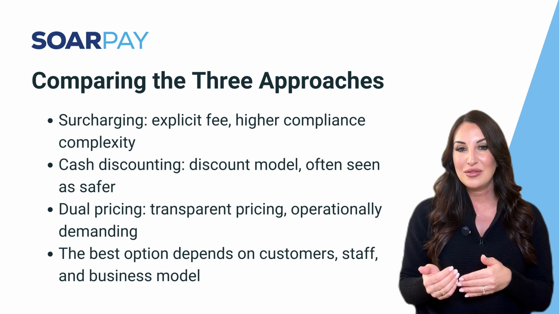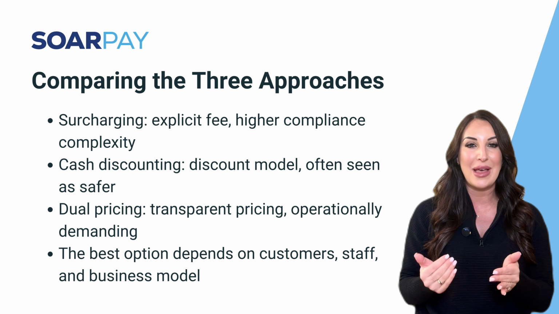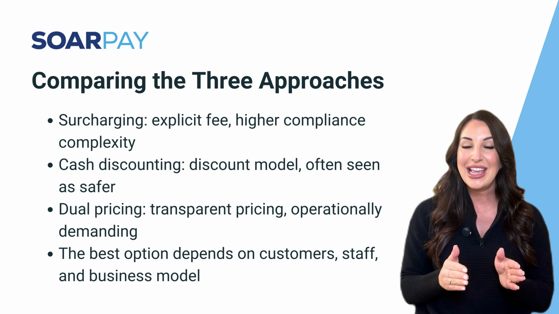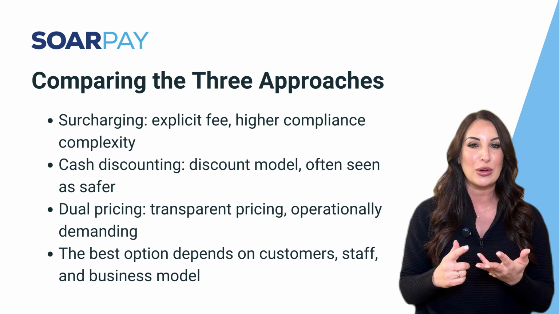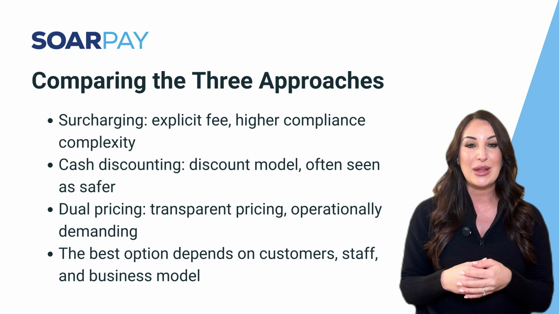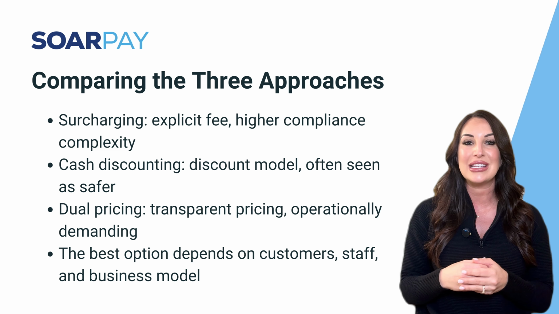Confusing signage, unclear explanations, or mismatched receipts can lead to complaints, and complaints can turn into disputes. This becomes even more important for merchants in high-risk or regulated industries like nutraceuticals, firearms, or travel, where payment scrutiny tends to be higher and tolerance for confusion is lower. The takeaway is simple. Don't choose a pricing model just because it sounds appealing or promises savings. Choose the model that you can explain clearly, implement consistently, and support operationally while staying aligned with the rules that apply to your business.